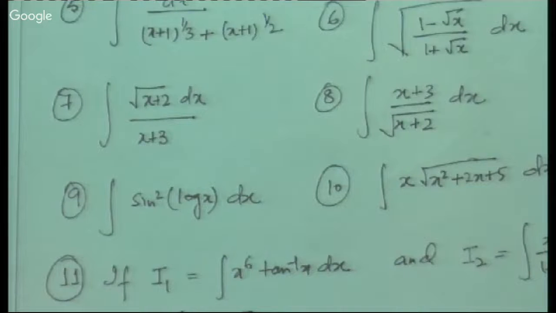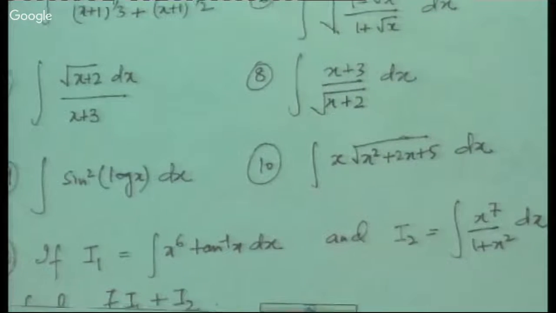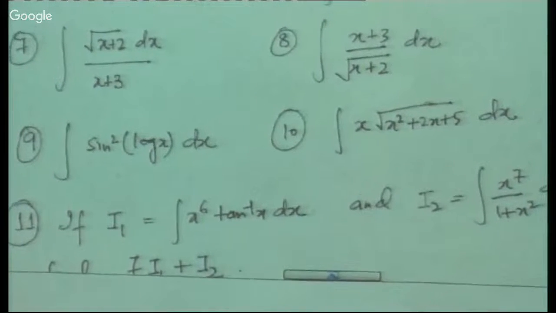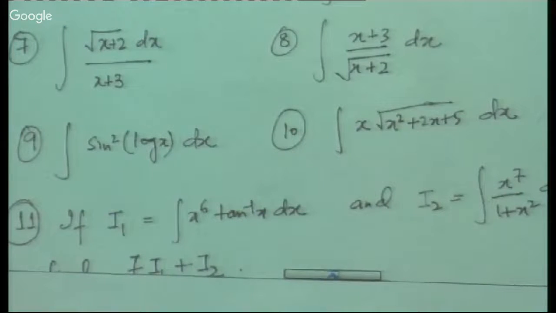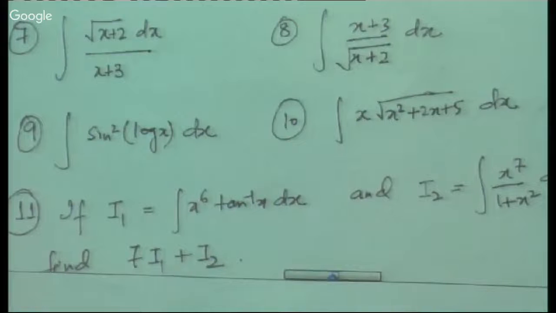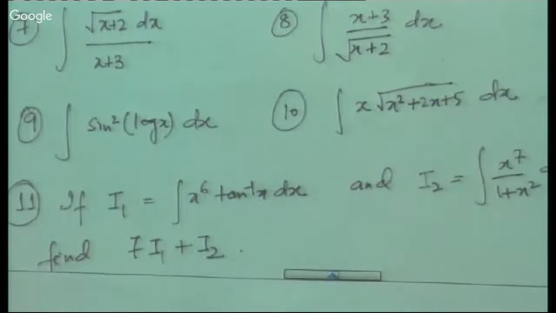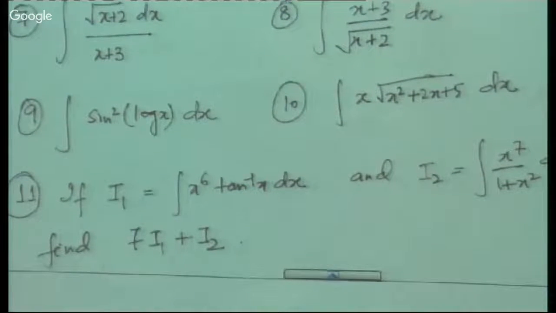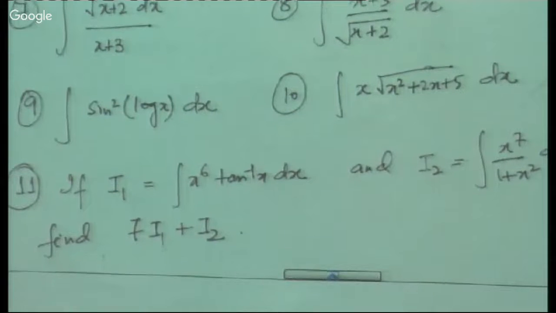Sin square log x, we have already handled sin log x, and I can already handle sin square log x. How? I'm going to put it as 1 minus cos 2 log x by 2, and I can handle cos 2 log x. We have already handled it, right?